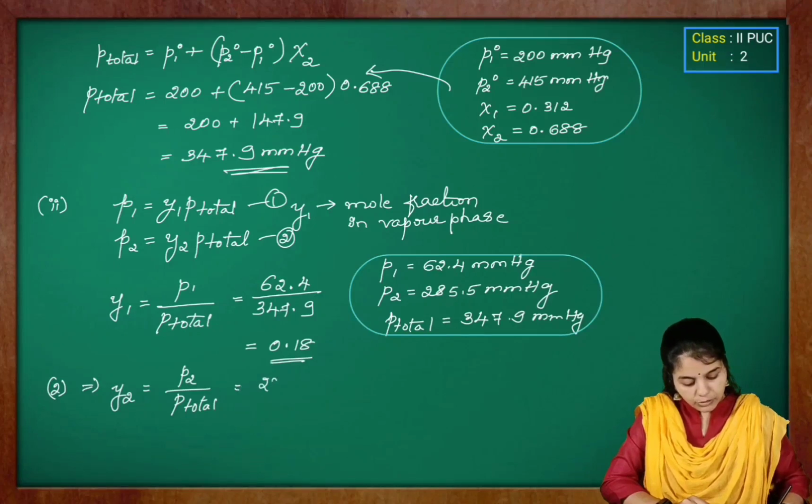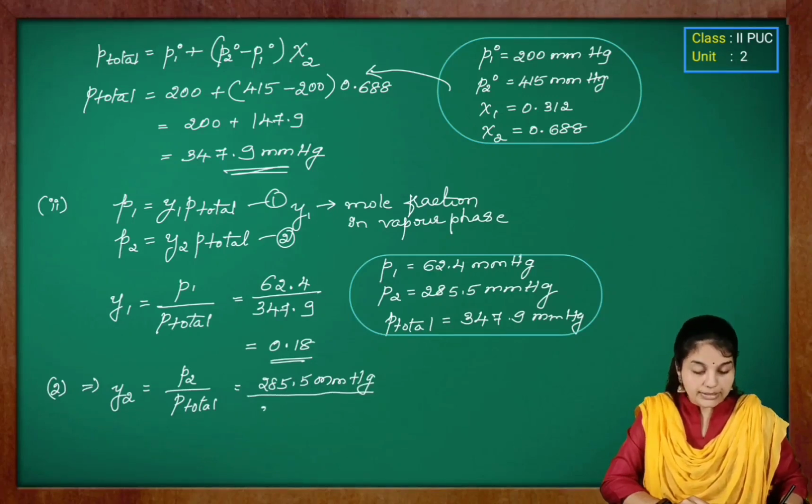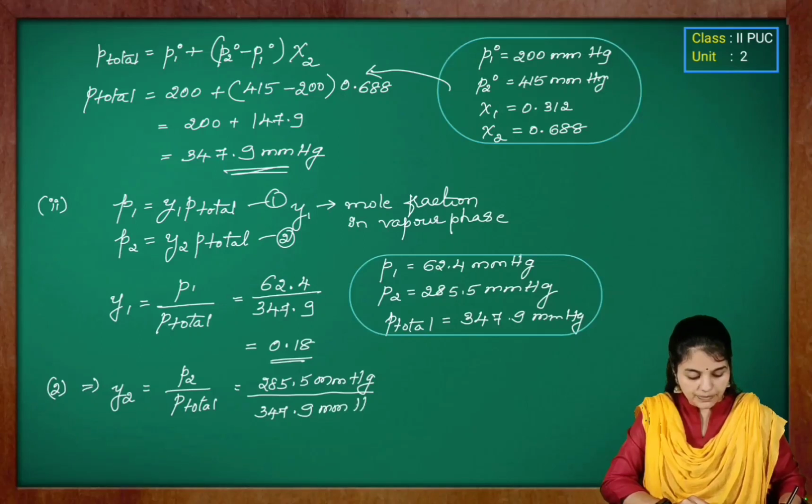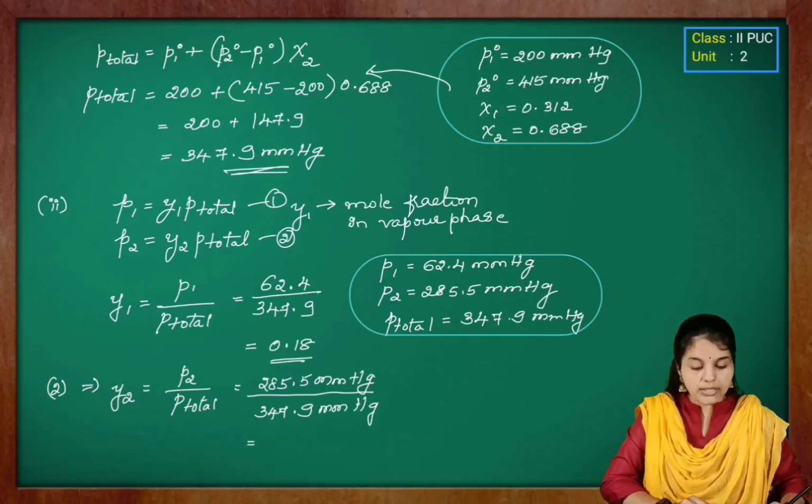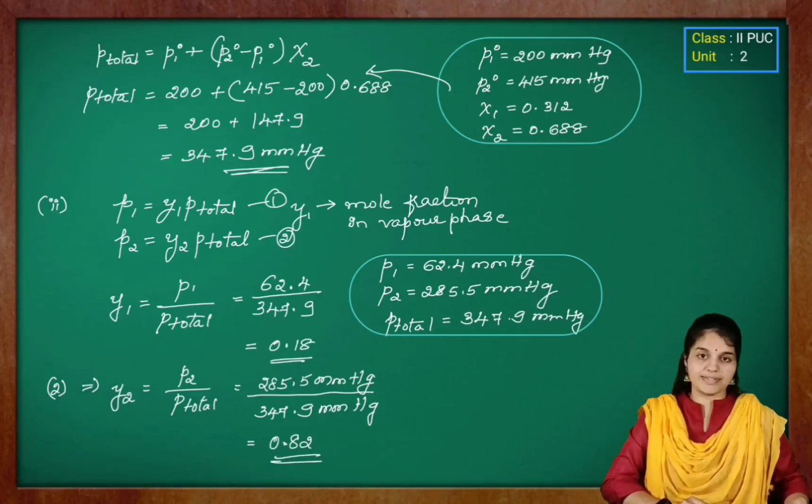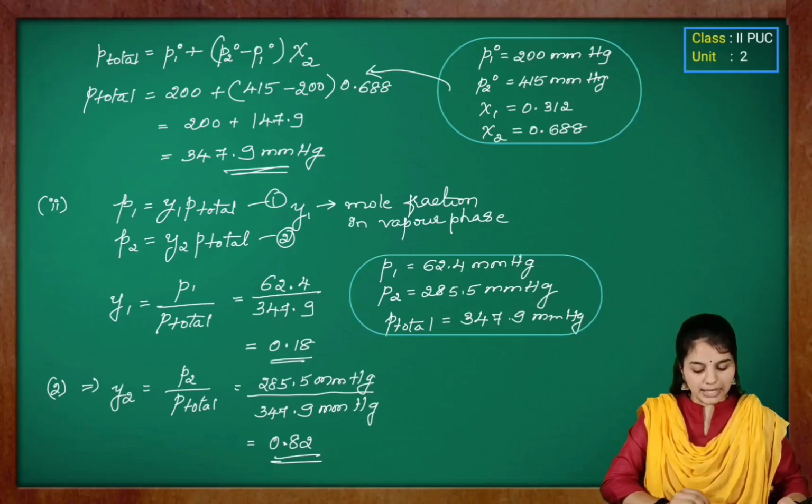P2 is 285.5 mmHg divided by P total, that is 347.9 mmHg. Simplifying this, we get the mole fraction of dichloromethane as 0.82 in its vapor phase. And this is how you can answer the second part of the question.